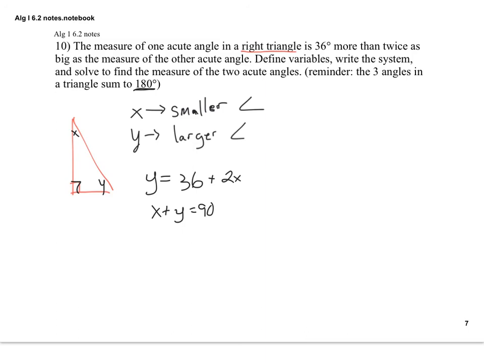But basically, a right triangle is going to have one angle that's 90 degrees. Since the total degree measure of all 3 angles equals 180, we know that x plus y equals 90. Now I have a system of equations that I can solve.